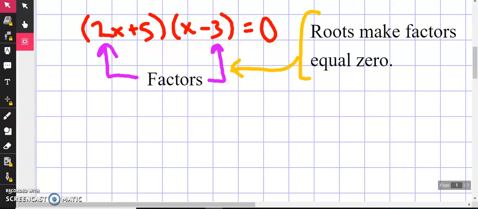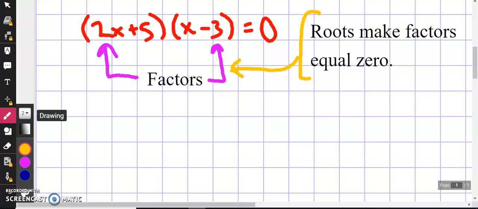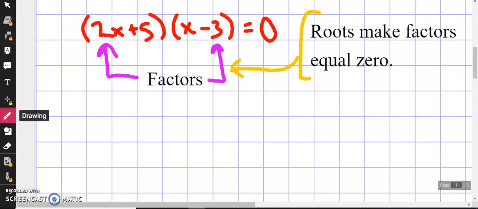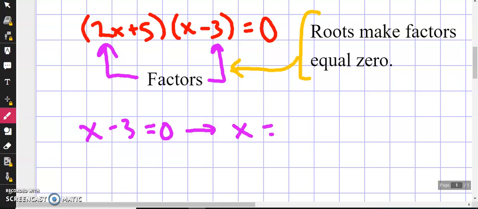Now that I have my factors, and I know that roots make the factors equal to 0, I can take my factors and solve them out to get the roots. The x minus 3 is going to be the easier one to work with, so I'll write that one down first. I know x minus 3 has to equal 0, so my root or my solution would just be a positive 3.